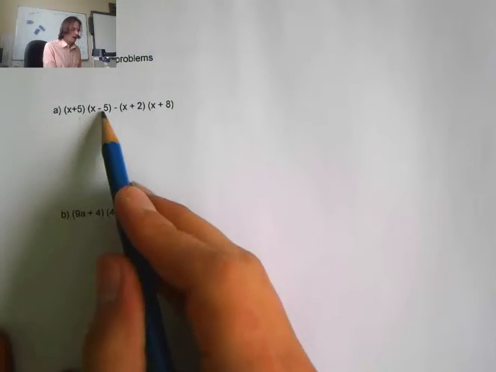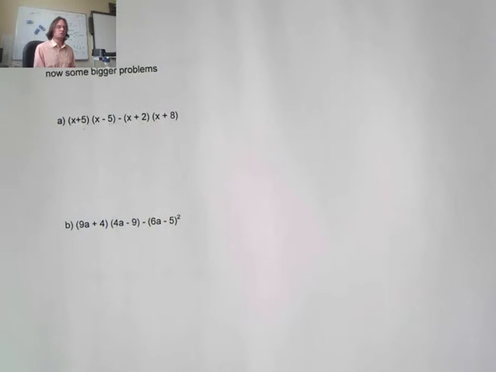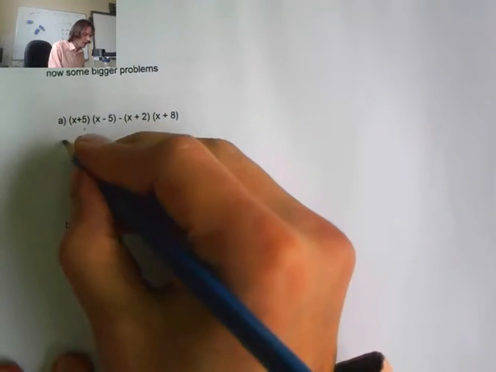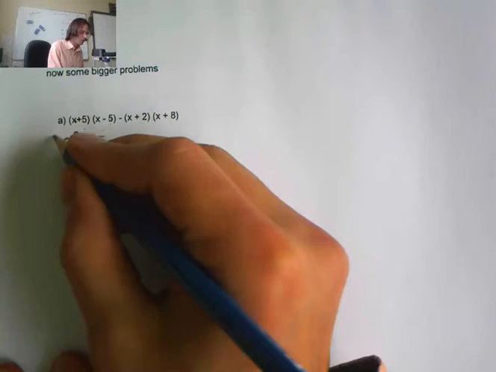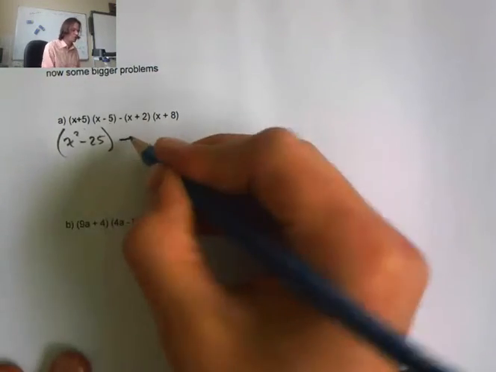So first here, I have one positive, one subtracting. So I can use my one cheat there, which will give me a difference of squares. So I'm going to have x squared minus 25. I just square both of those because they're kind of the same. Now I have to subtract.